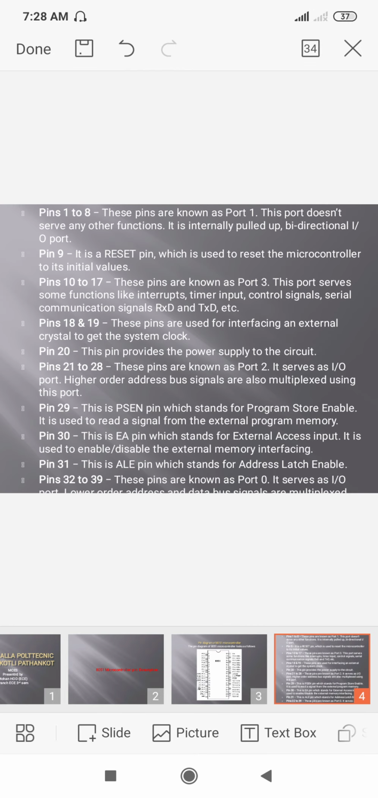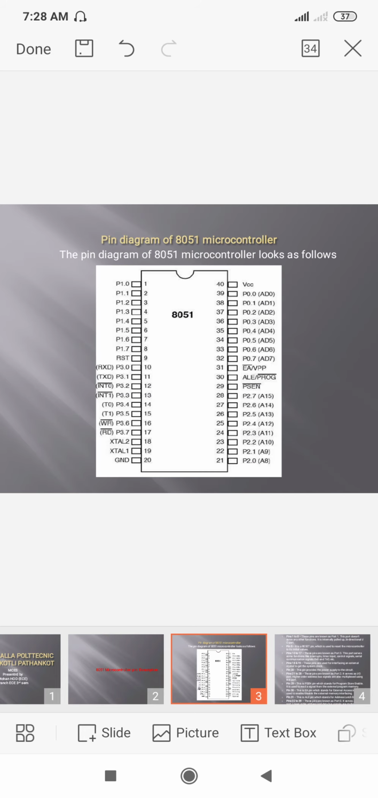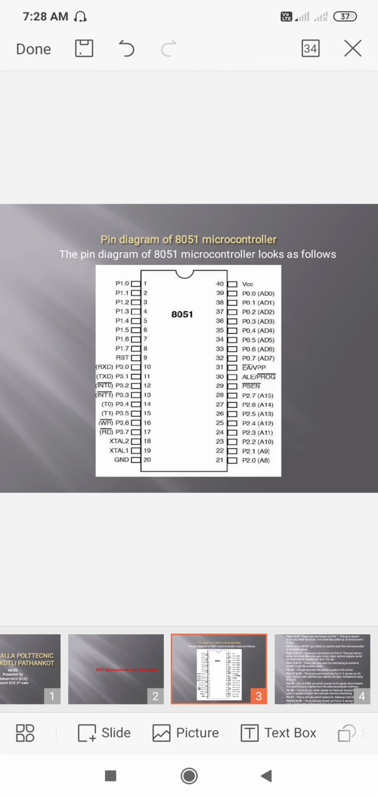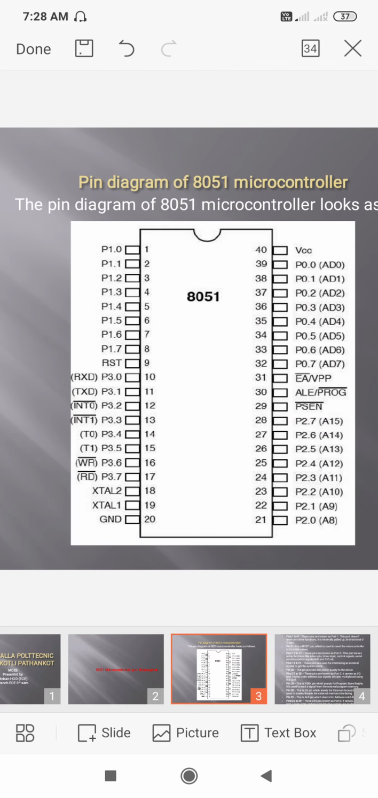Next, pin 9 is the reset pin, RST. Next, pins 10 to 17 are known as port 3. This port serves some functions like interrupt, timer input, control signals, serial communication signals, read, write, and transmitting data. These are read, write, TXD, interrupts INT0 and INT1.